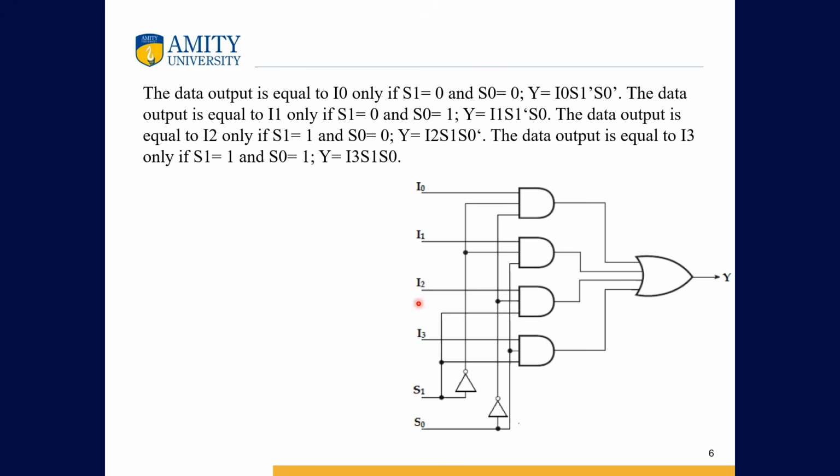Our inputs each go to an AND gate, and the selection lines are either 0 or 1 based on our equation. I0 is at 0, hence both S0 and S1 go through NOT gates. For I1, which is 0 1, the first goes through a NOT gate, but the second goes straight as S0. You can see it does not go through the gate. The same applies for I2 and I3.